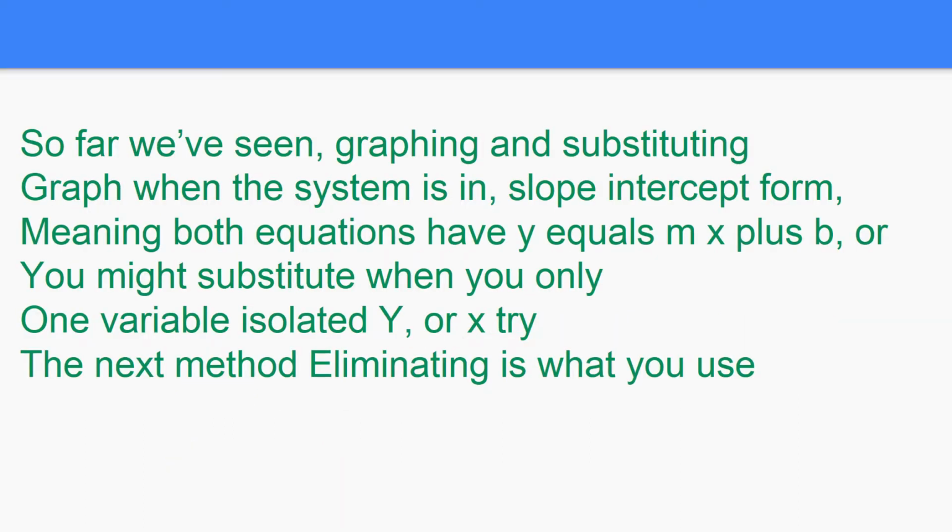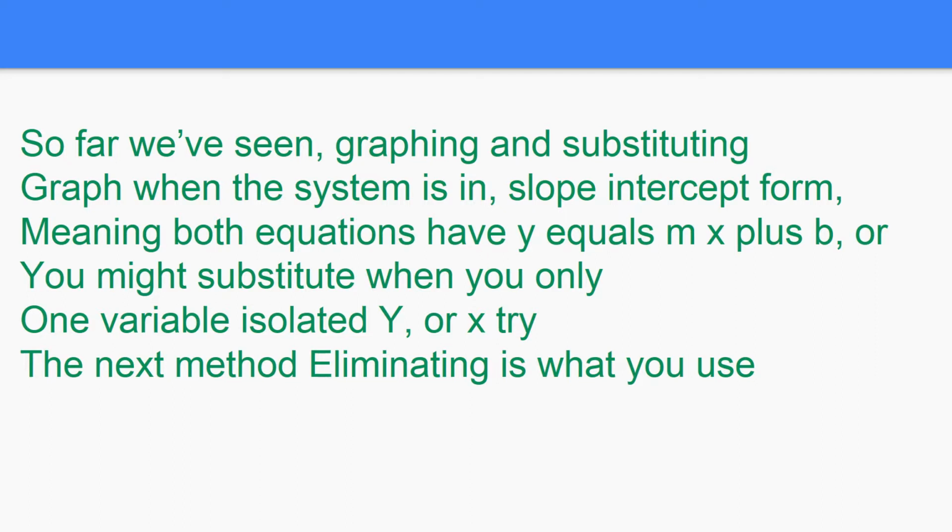So far, we've seen graphing and substituting. Graph when the system is in slope-intercept form, meaning both equations have y equals mx plus b. Or you might substitute when you only have one variable isolated, y or x.